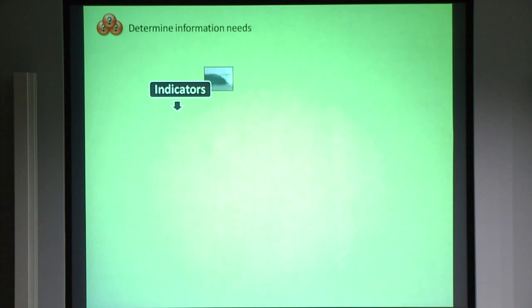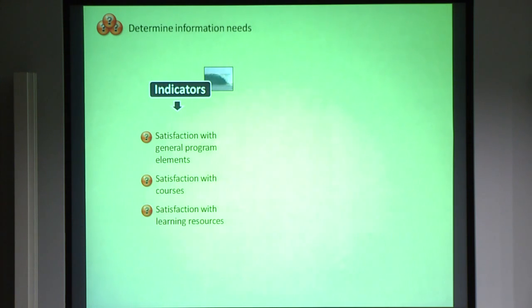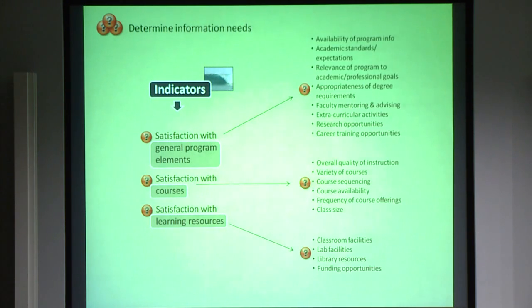Imagine you had arrived at the following indicators. Satisfaction with general program elements. Satisfaction with courses. Satisfaction with learning resources. Now the next step would be to maybe write items and start developing the instrument itself. That might be a slightly vague set of ideas to start writing items. And what you might want to do is break those ideas down into more detail. So general program elements, courses, learning resources, you might want to have a number of more detailed sub-indicators, if you like.